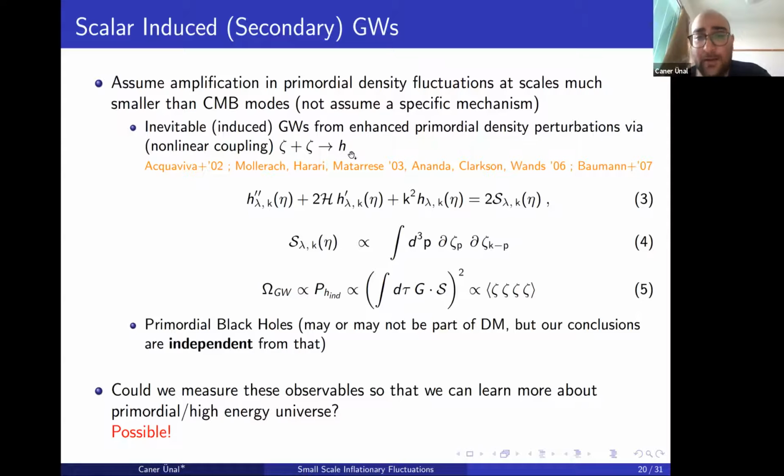Yes, they can. At linear order, scalar, vector, and spin 2 fluctuations all decouple because of conservation of angular momentum. But starting from nonlinear perturbations, higher order perturbations, cubic interactions, right? You start to source gravitational waves with scalar perturbations as well, which means when you have large density perturbations, you can source gravitational waves as well.